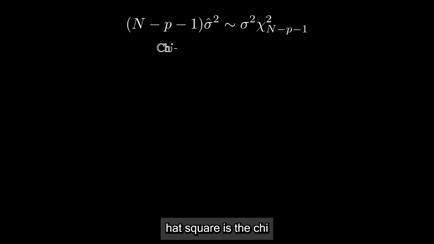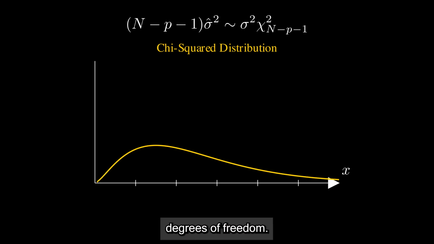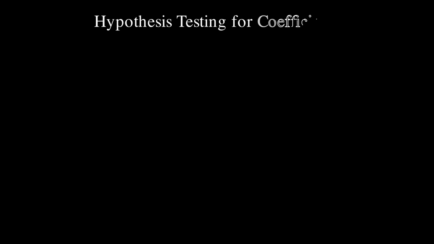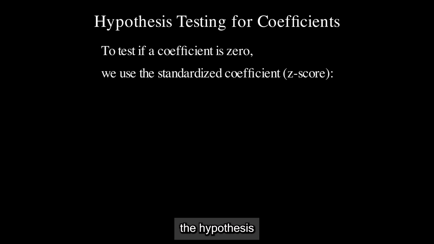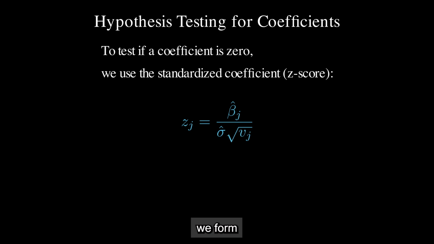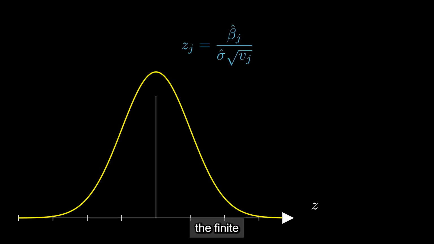The underlying distribution of sigma hat squared is the chi-square distribution with n minus p minus 1 degrees of freedom. We use this distribution to form the hypothesis test and confidence intervals for the parameters. To test the hypothesis that a particular coefficient is 0, we form the standardized coefficient, or z-score, given by this formula. This follows the t-distribution if we have a finite data sample.